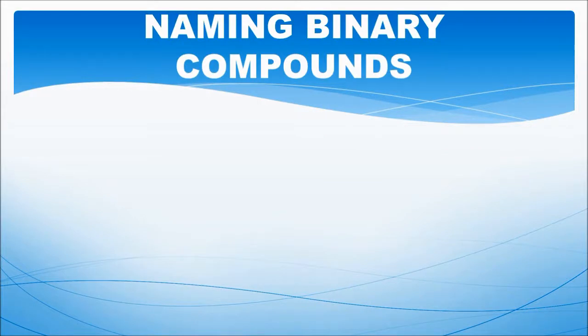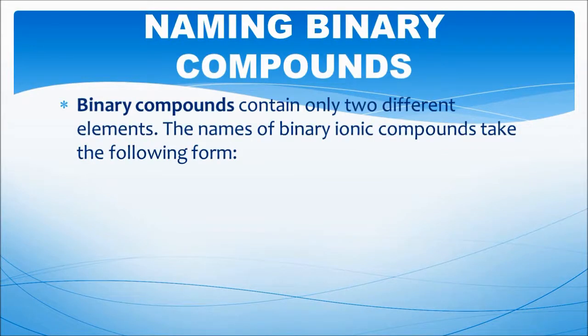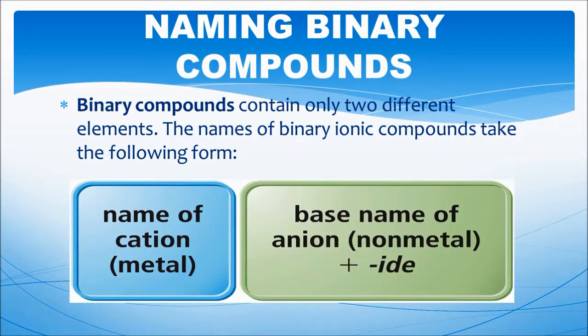Naming binary compounds. Binary compounds contain only 2 different elements. The name of binary ionic compounds can take the following form: name of the cation, which is usually a metal, followed by the base name of the anion, which is the nonmetal, plus IDE. For example, aluminium plus bromine would give you aluminium, brom, which is the base name of bromine, followed by IDE to become aluminium bromide.